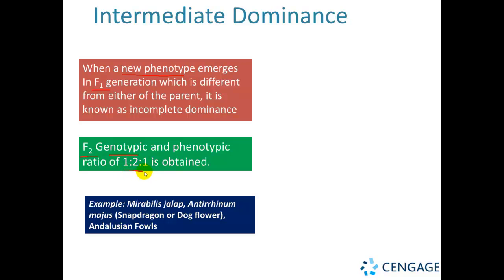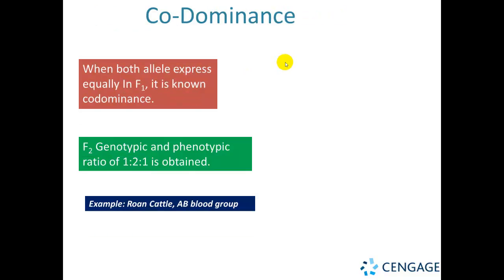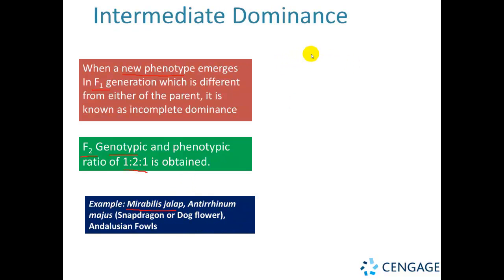Here the F2 ratio is modified, because we know very well that the typical phenotypic ratio is 3:1, but instead of 3:1 we are going to get 1:2:1. The perfect example is Mirabilis jalapa. The plant produces two types of flowers, one is red and the second is white. Suppose R is the gene that causes red, so capital R can be written for red, and similarly small r can be written for the white one.